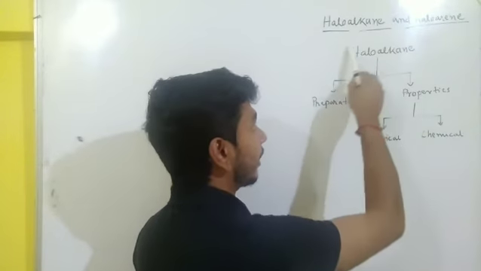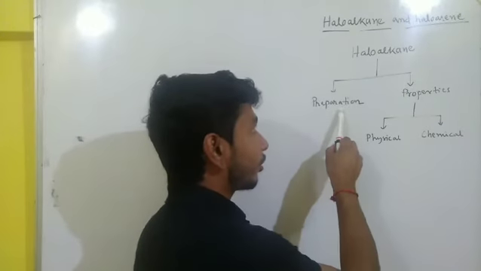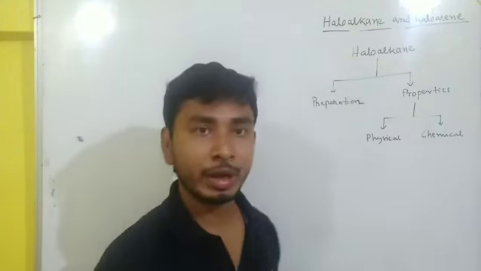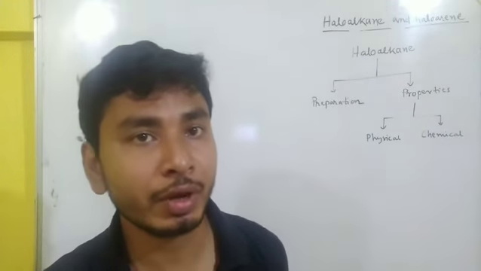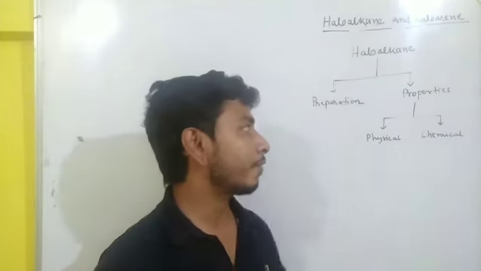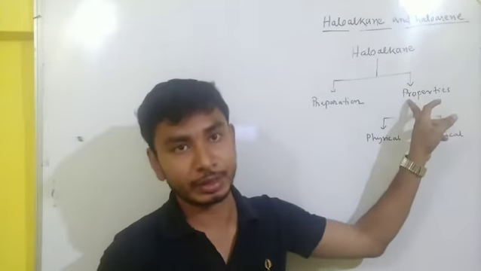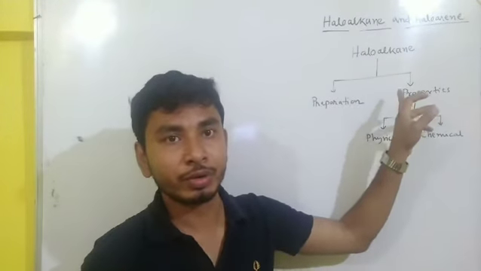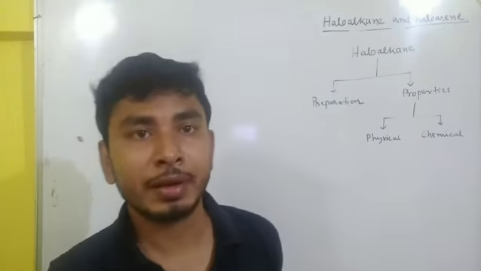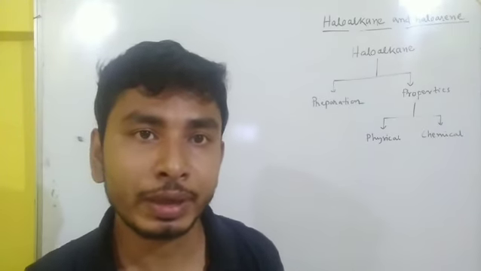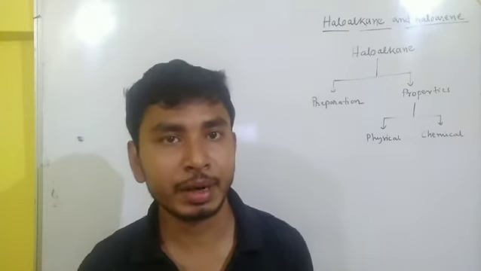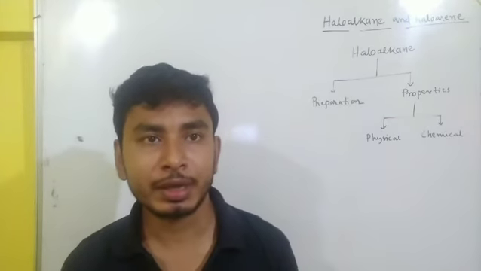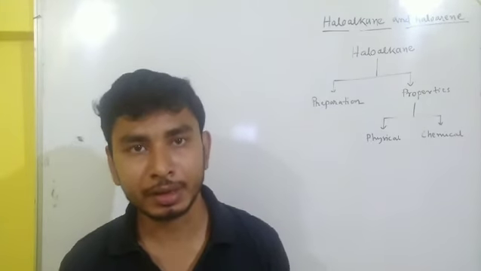So in the haloalkane part, the preparation of the haloalkane, you have already discussed the different methods of preparation. Now we are left with the properties of the haloalkane. So today we are going to discuss the properties of the haloalkane. Properties means there are physical properties and chemical properties. We will discuss the physical and chemical properties separately.